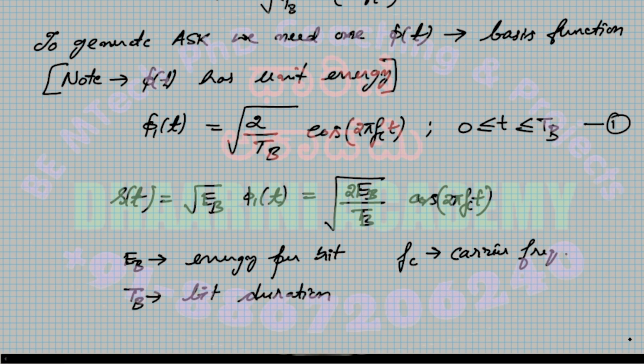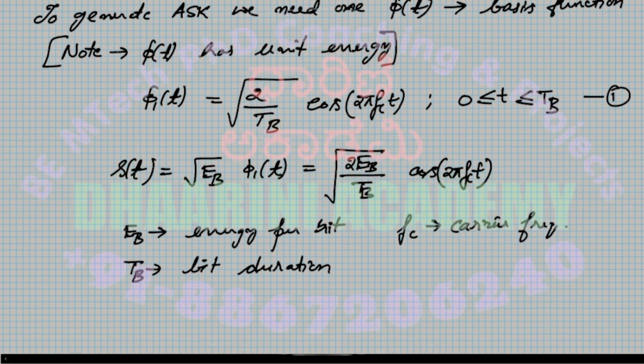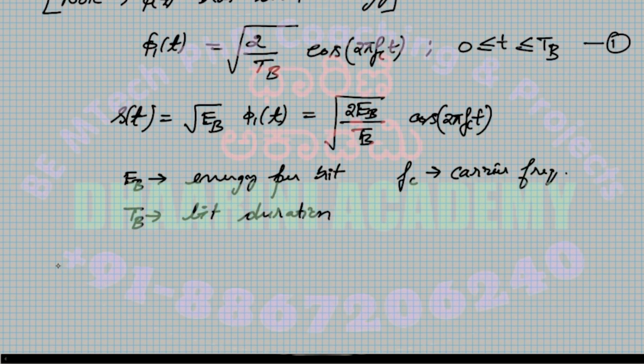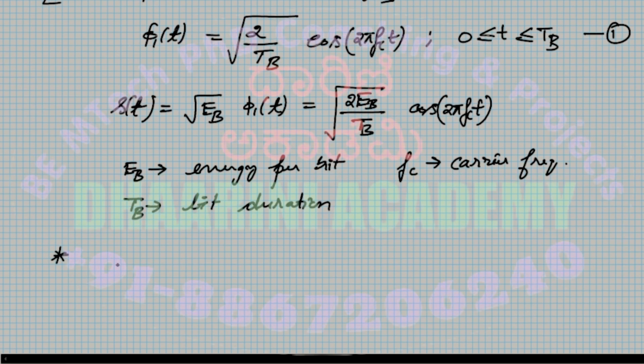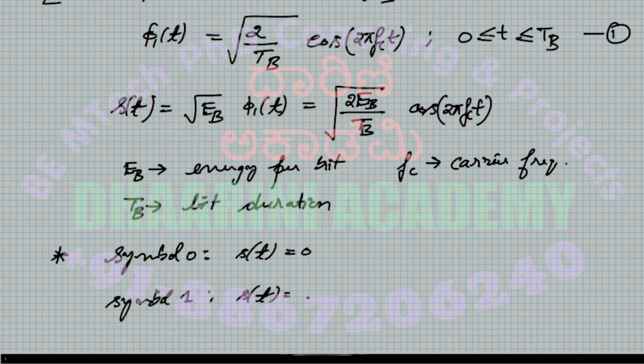Okay, right. So let me write that point here so that this becomes very clear when you read it again. So my next point will be, this is something like the summary of what we have studied. If I am trying to send the symbol 0, that means S of t equals 0, right? Whenever you are trying to send the symbol 1, what happens? S of t will be equal to root of EB into phi of t, right? Now you see, right?